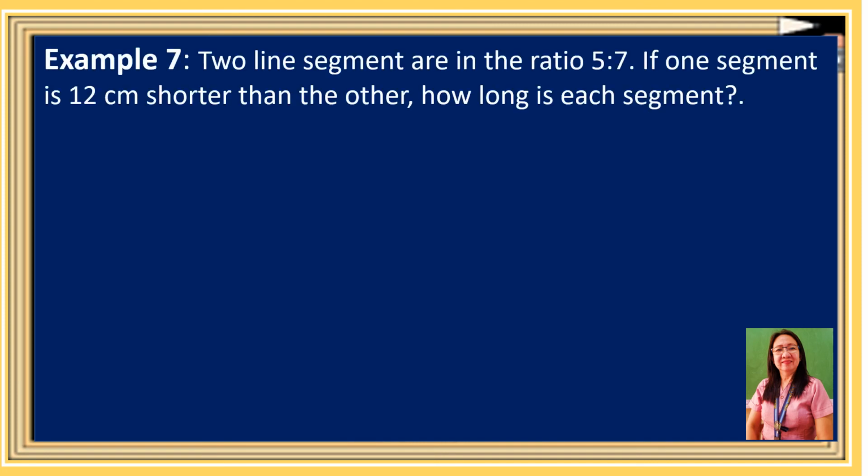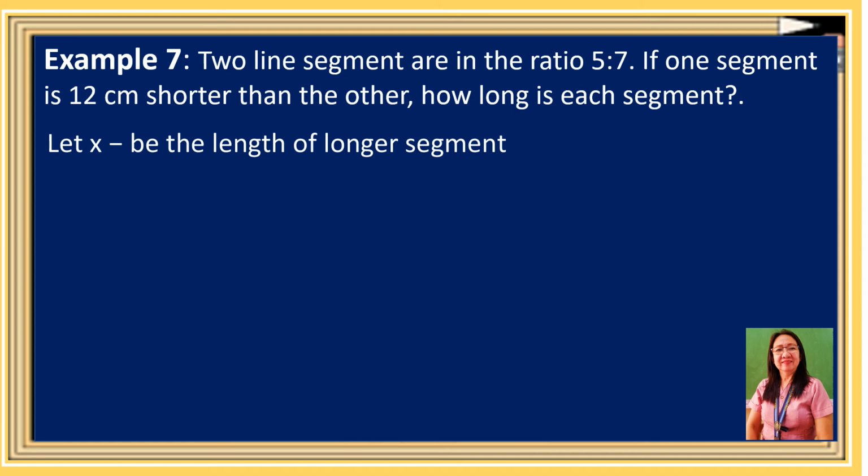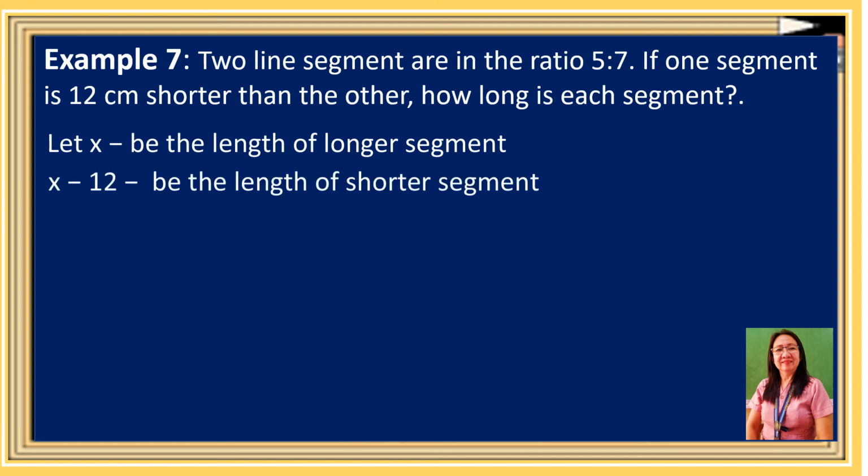How about this problem in example number 7? Two line segments are in the ratio 5 to 7. If one segment is 12 centimeters shorter than the other, how long is each segment? Now, since the problem states that one segment is 12 centimeters shorter than the other, we have to represent x as the length of the longer segment, and x minus 12 as the length of the shorter segment. Now, the given ratio is 5 to 7.